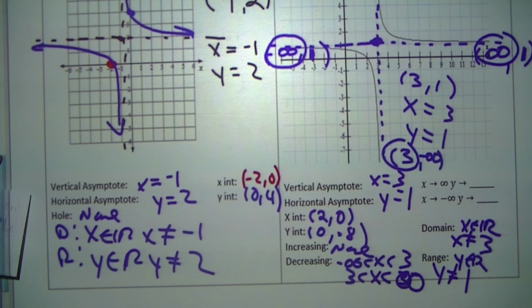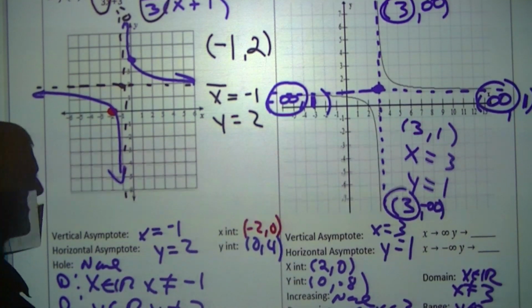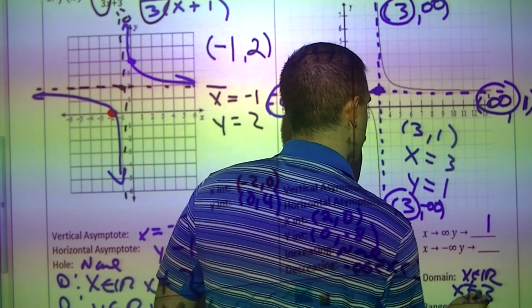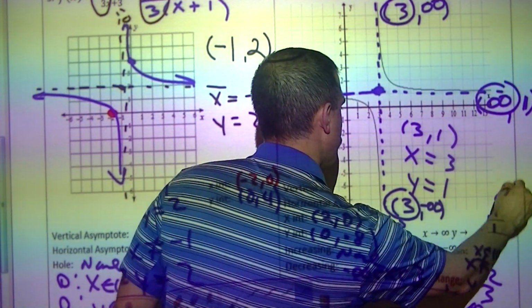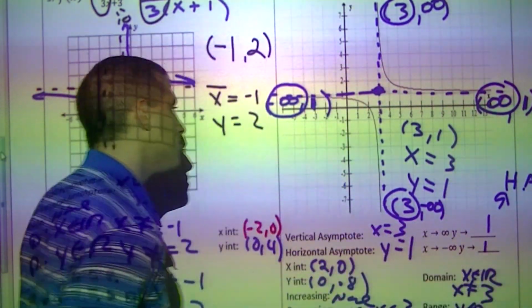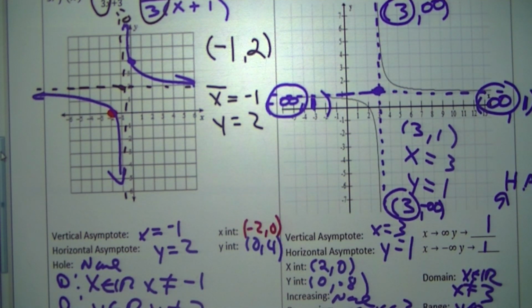As x approaches infinity, y approaches 1. As x approaches -infinity, y approaches 1. Here's a tip: that's always going to be the horizontal asymptote, always, for the end behaviors.